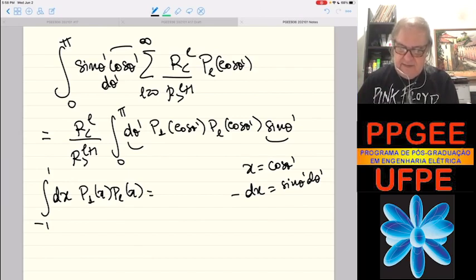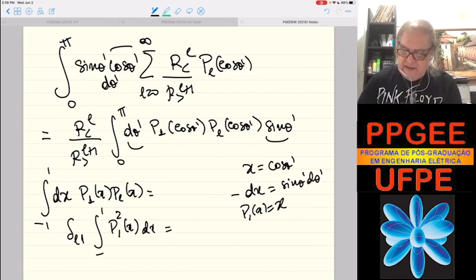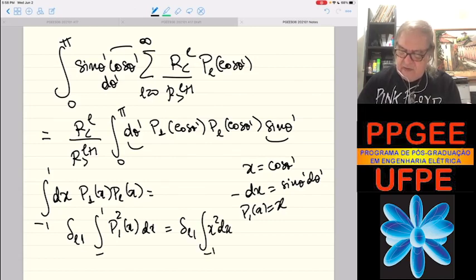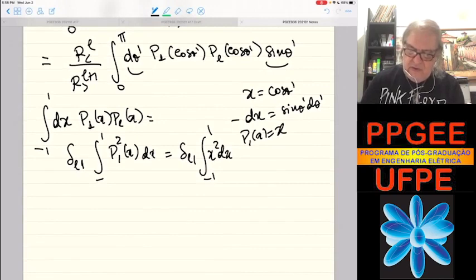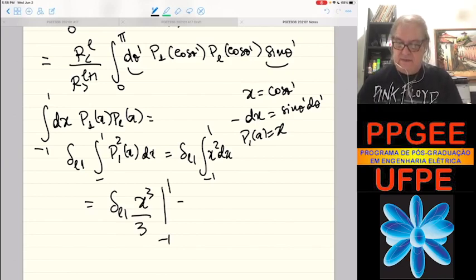So it's going to be delta L1 integral from minus 1 to 1 of P1 of x squared. P1 of x equals x, right? So dx. So this equals delta L1 integral of x squared dx from minus 1 to 1. So it equals delta L1 times x cubed over 3 from minus 1 to 1, which is 2/3 delta L1.